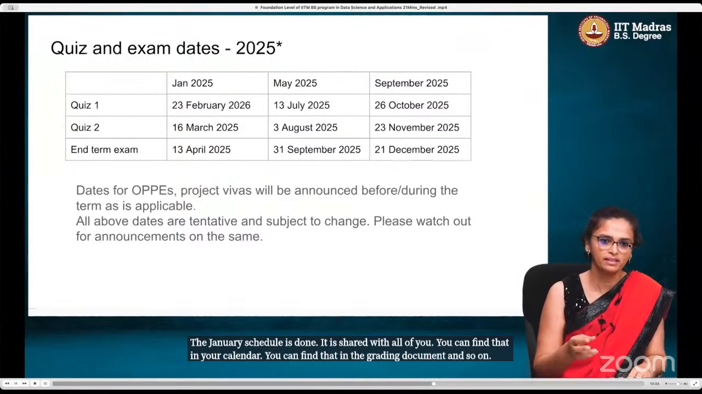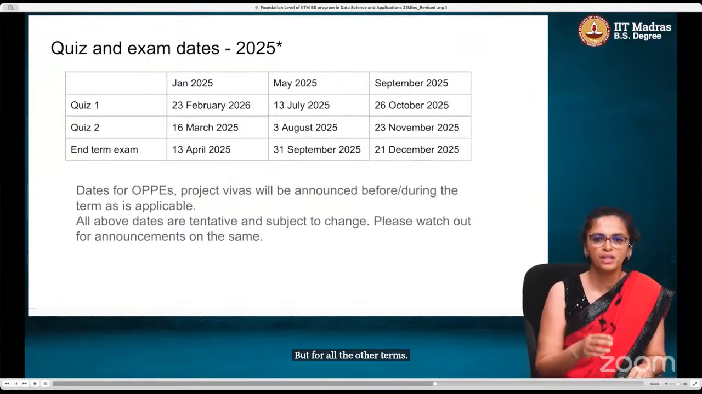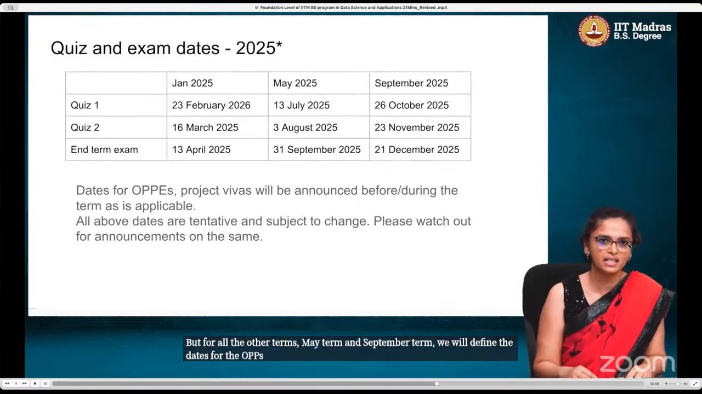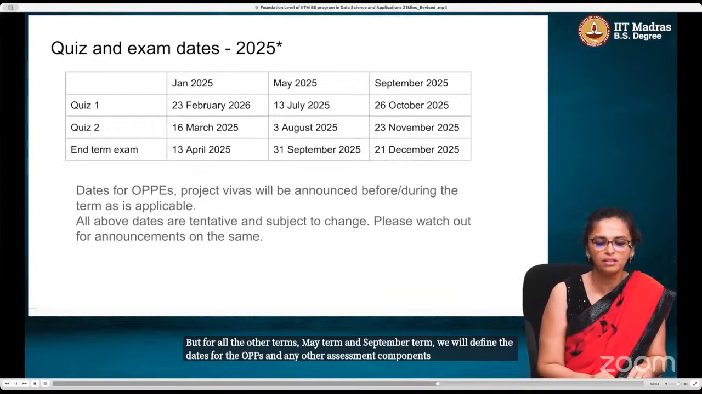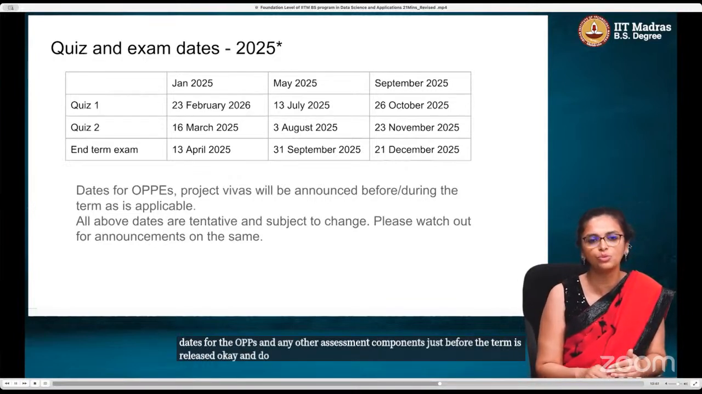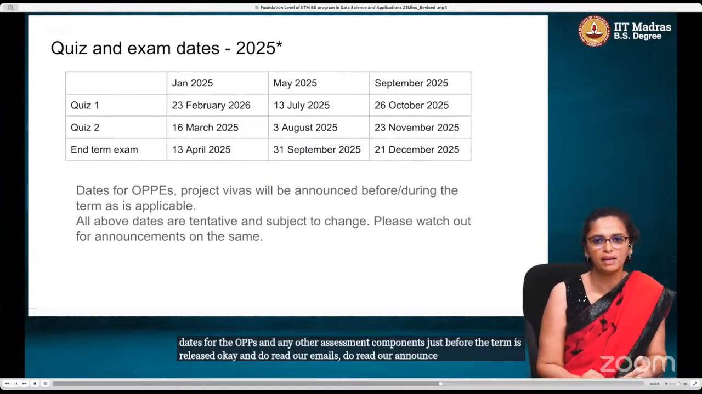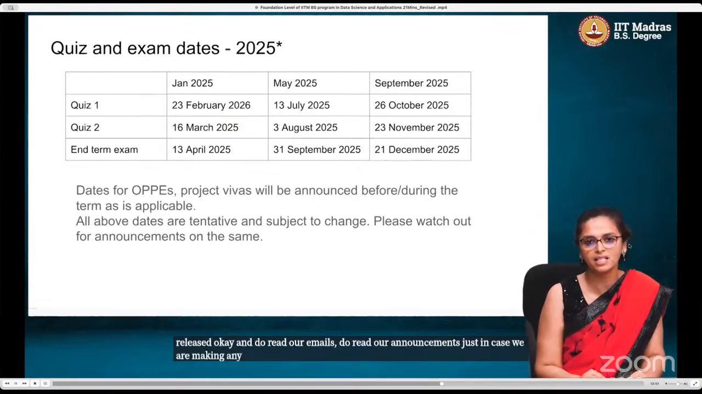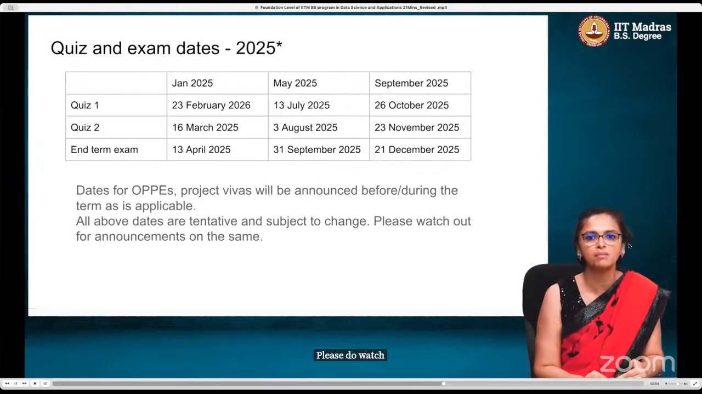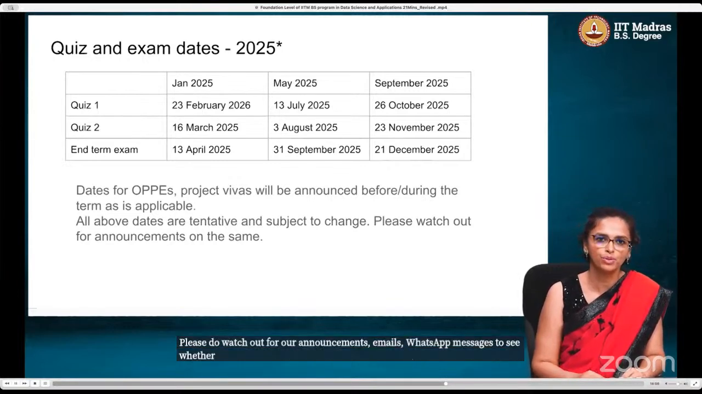But for all the other terms, May term and September term, we will define the dates for the OPPEs and any other assessment components just before the term is released. Okay, and do read our emails, do read our announcements just in case we are making any change. We should not be making any change in these assessment dates, but if at all, please do watch out for our announcements, emails, WhatsApp messages to see whether there are any changes in the proposed dates.